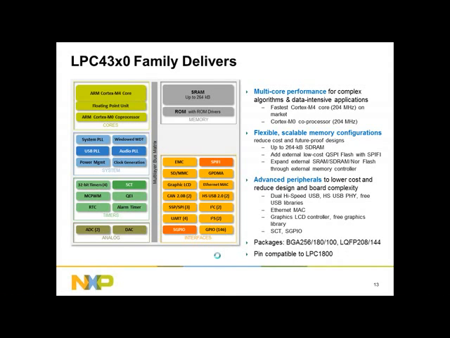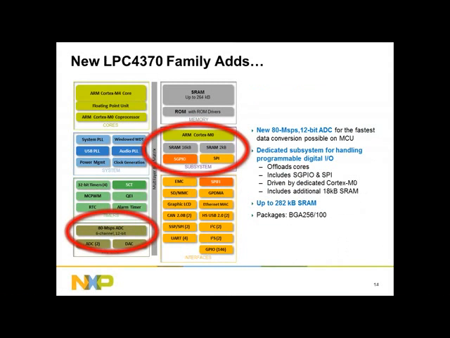Now, if I jump to the next one, you can see what we've added for the 4370. And in this case, it's the BGA256 and the 100-pin package. So you went from 264K of on-chip SRAM to 282K because some of that extra memory is dedicated to this third M0. Of course, we've added the 80 mega ADC as well. Except as we do this, it maintains pin compatibility.